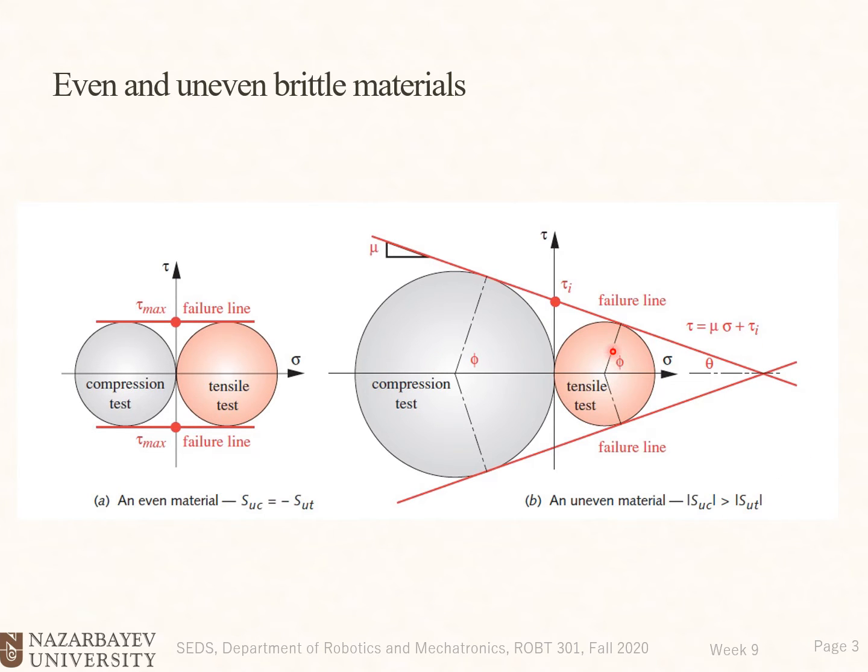Here we have a Mohr circle for the tensile and the compression tests for uneven materials, and in uneven materials, SUC is bigger than SUT. So that's why you see the Mohr circle in the compression test is much bigger than the Mohr circle of the tensile test. And if we connect these two circles top to top and bottom to bottom, we will see these lines, and we call them failure lines.